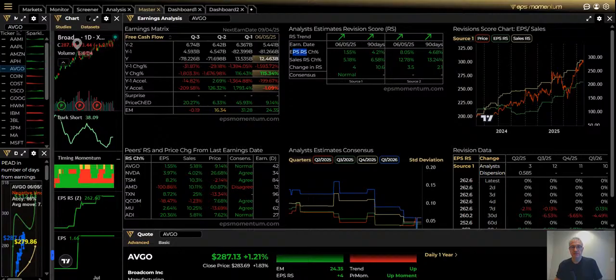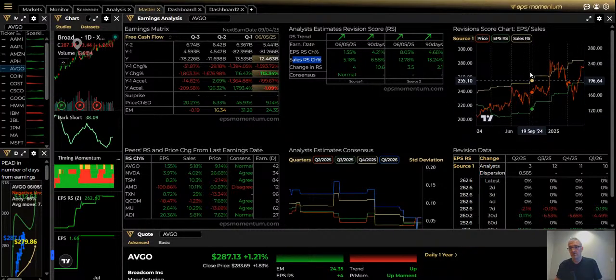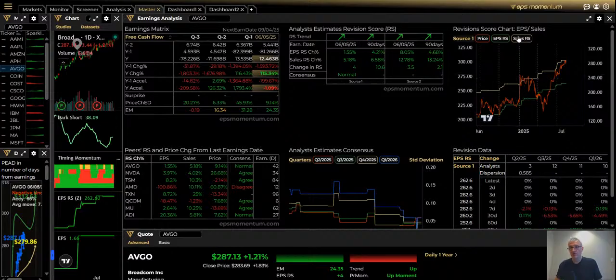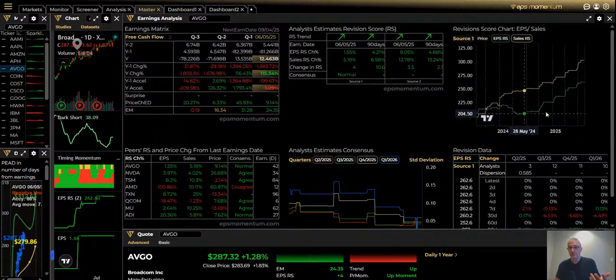This is the revision score. So the estimates revision score and the estimates revision score for sales. This is for earning per share and this is for sales. And it tells you since the earning day or 90 days ago if it has been up or down. And this is basically the shape of this curve here. If these two curves are going up, so the sales in yellow and the EPS in green, or the price, so you can remove the price because we know the price, and you can see it heading north in a nice fashion.